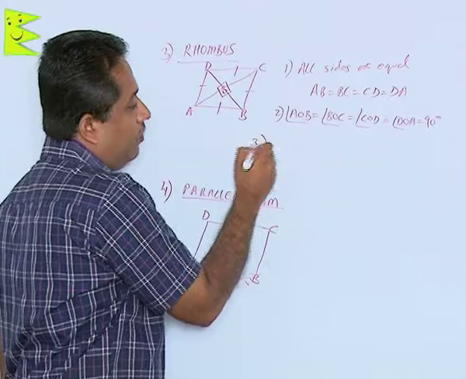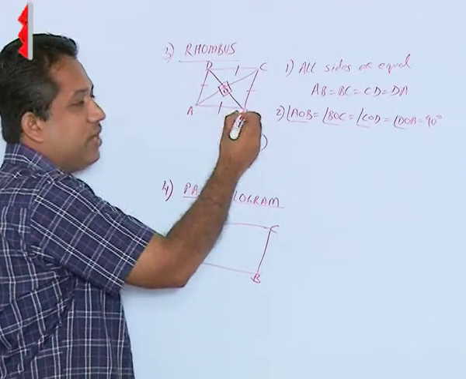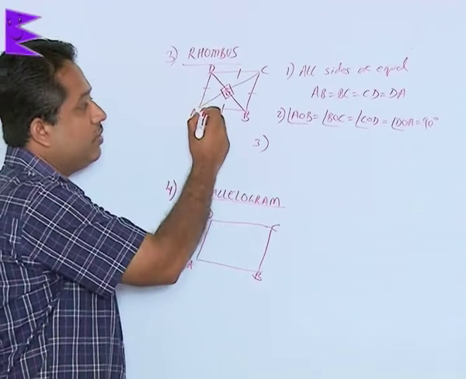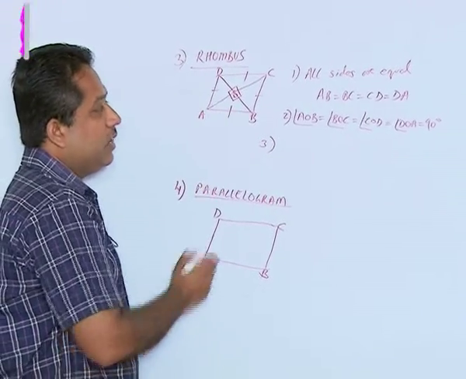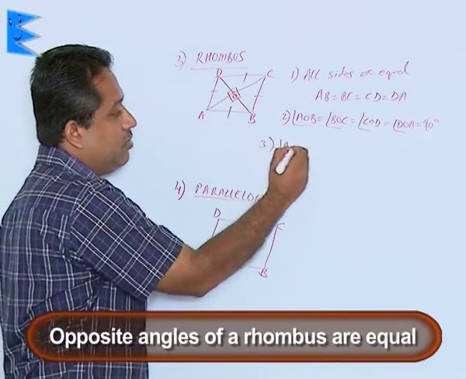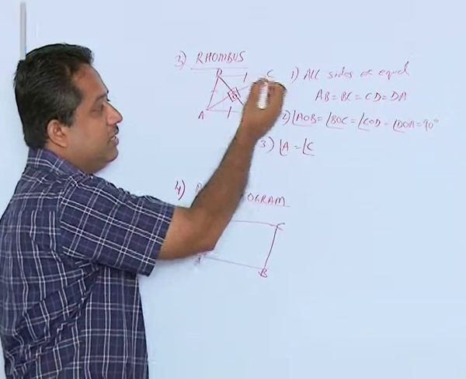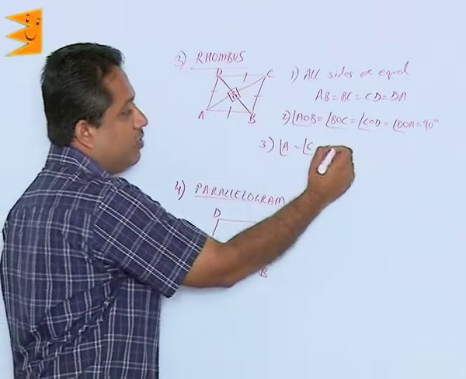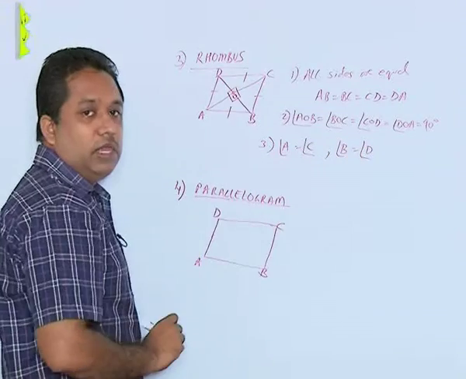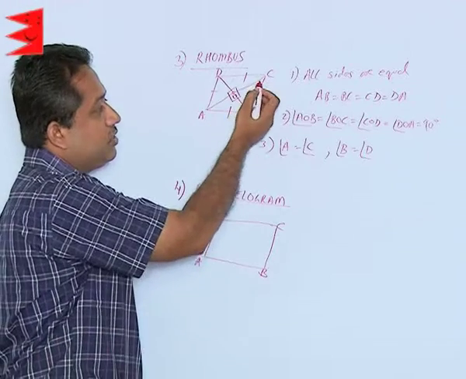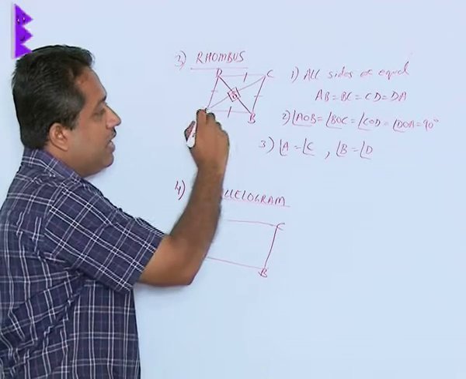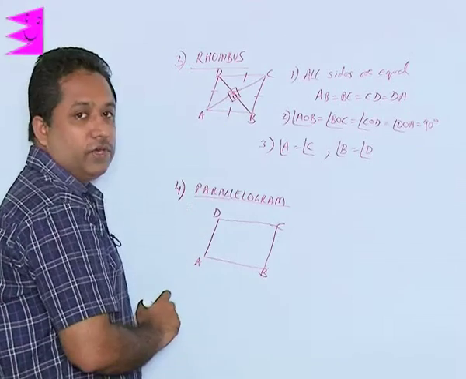Then what about the angles ABCD? In a square we saw that all the angles were equal to 90 degrees. However, in case of a rhombus, the angles are not 90, but the opposite angles will be equal. So, angle A will be equal to angle C, they are opposite angles, and angle B will be equal to angle D. So, only the opposite angles of a rhombus will be equal. Now, if this is 60, this will be 60, and this is 120, this is 120, and so on and so forth. So, the angles A and B, however, will be different.